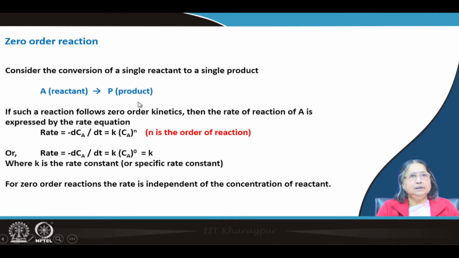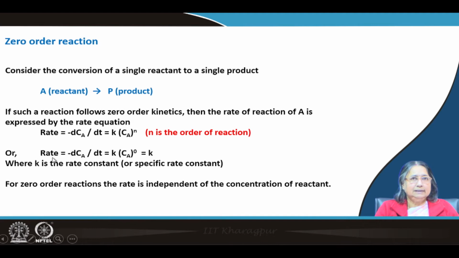Say for example, if we consider this simple reaction where A is the reactant and P is the product. Say this reaction is following zero order kinetics, then from the rate expression we can tell that the rate is nothing but k into C_A to the power n, because here the reactant is A. This is the rate law or rate expression.